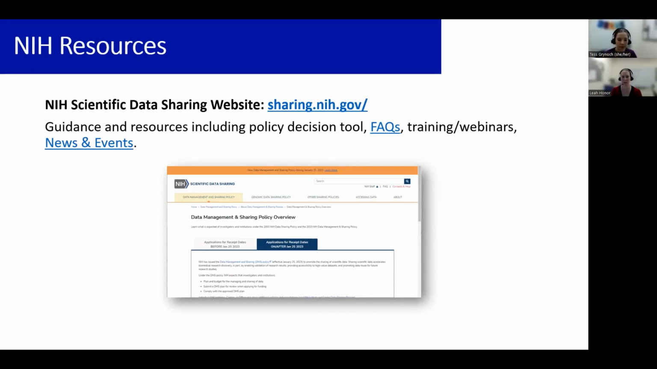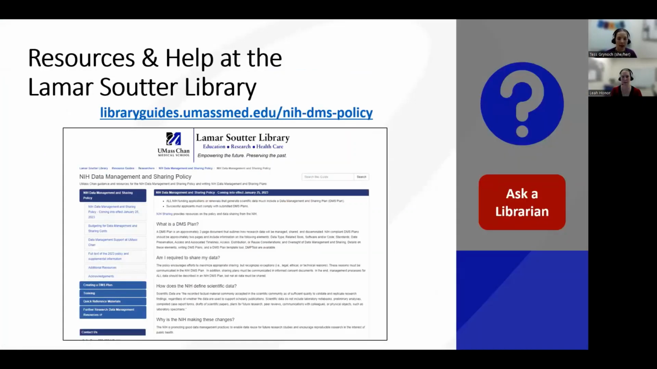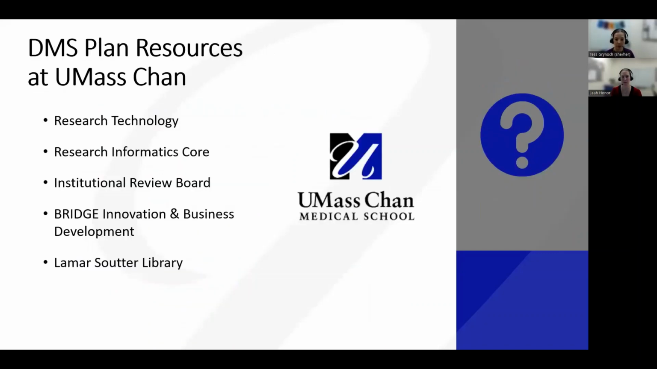The library has also put together a resource guide collecting all the resources and information we have discussed here today. There you can find links to tools, recorded webinars, and quick reference materials, as well as forms to request more training or DMS plan draft reviews. We've already mentioned the library, research technology group, and research informatics core as great resources to reach out to for support when writing your DMS plan.